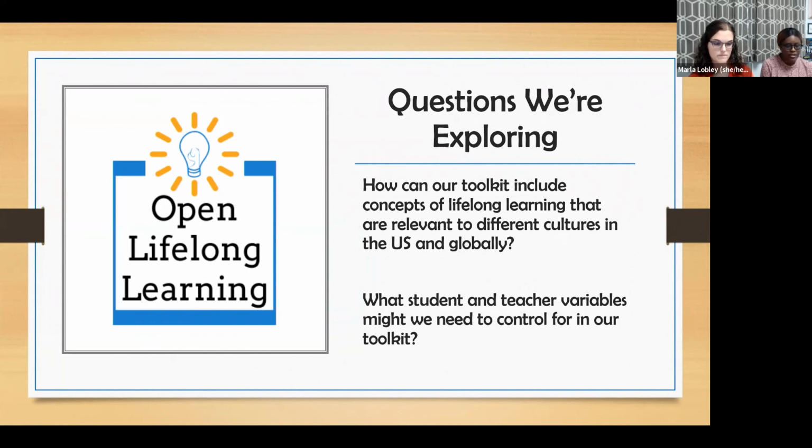What student and teacher variables might we need to control for in our toolkit? This is another very important question. So far, we have reached the student and teacher variables portion of our research, and we've picked up on several commonalities that are quite necessary, but at the same time, some are not so relevant. So those kind of discoveries are also very necessary for our research toolkit, as things might be consistent at the same time. Some things might not be very consistent.